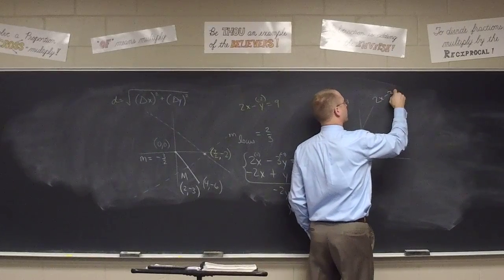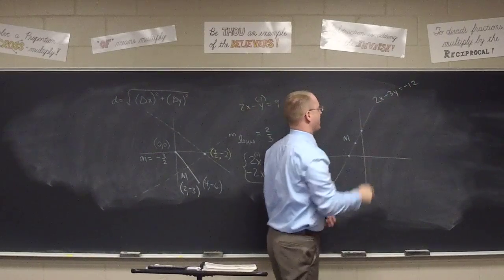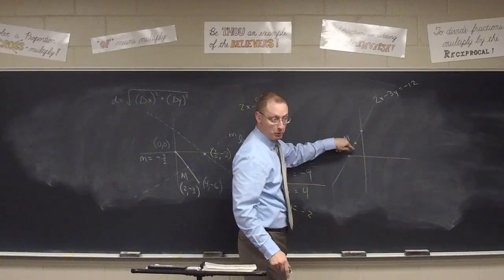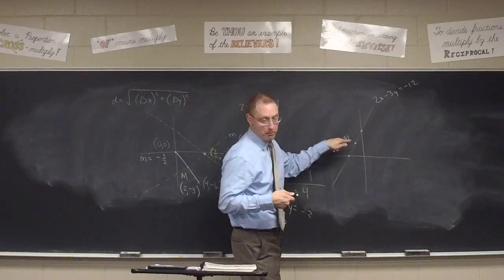2x minus 3y equals -12. All right, so there's my line. I don't know what it actually looks like, but I know it has two intercepts. Midway between the intercepts is a special point. My line goes through that point.